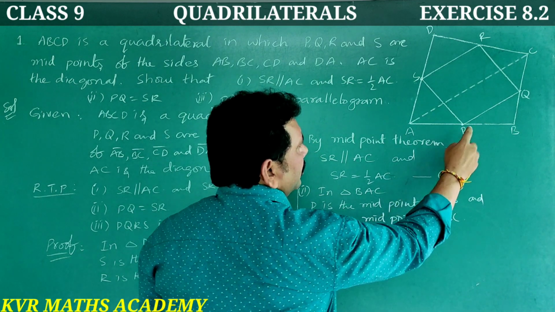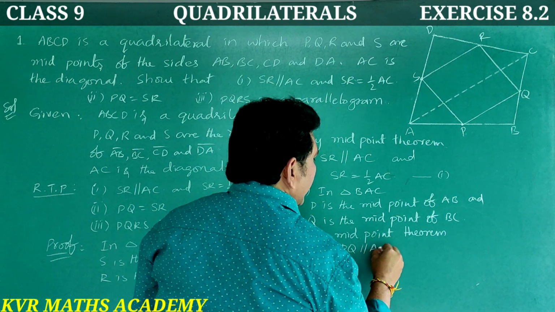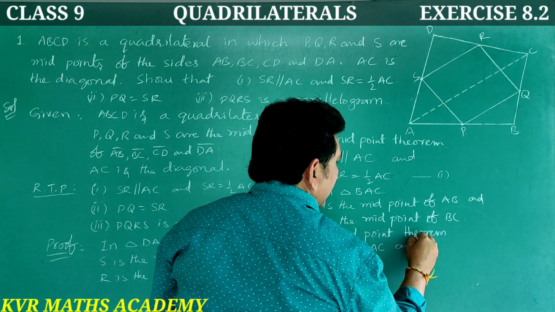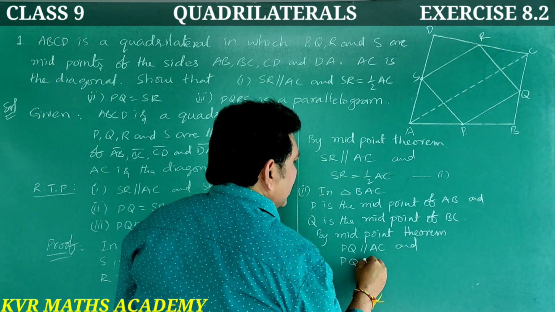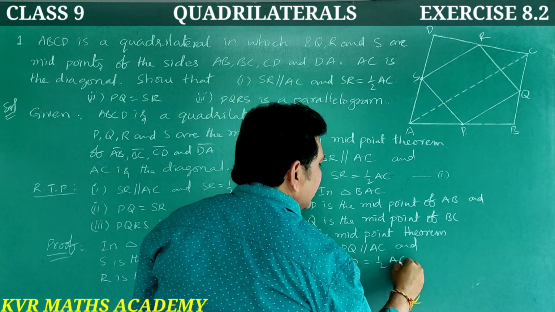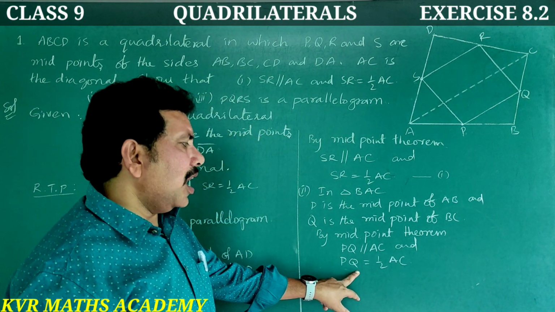By midpoint theorem, PQ is parallel to AC and PQ is equal to half of AC.